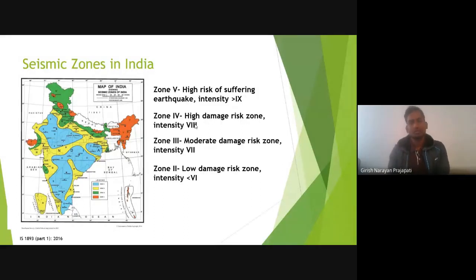And the low damage risk zone is where the earthquake doesn't cause any severe damage. In your buildings, you will get only cracks, hairline cracks, or tear or fracture cracks. That's it. You can go and stay there, and you can repair anytime you want. The intensity of those places is less than 6.